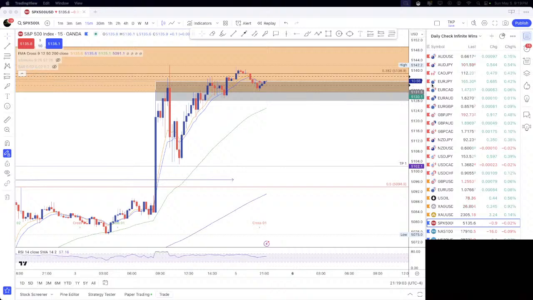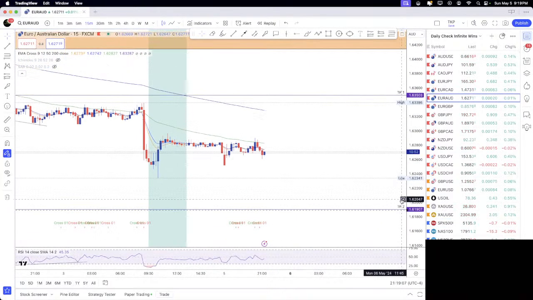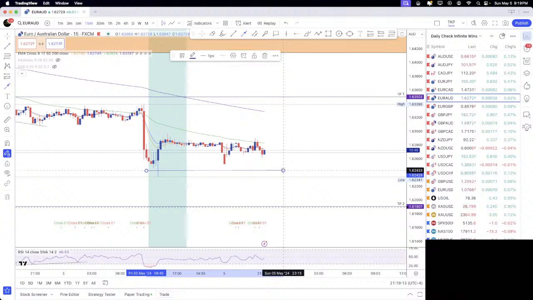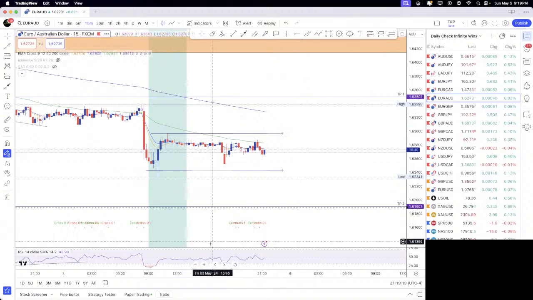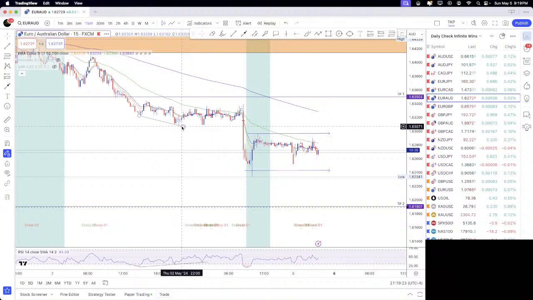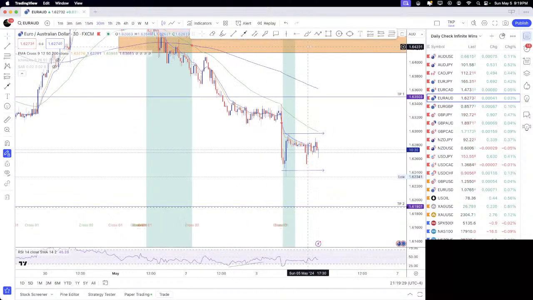Let's see. We're also in this Euro AUD trade. Right now, this thing is in between our TP1 and TP2. So we did already take profit on one of our positions with this trade setup. As of right now, we're waiting to see what is going to happen. There is a chance we could see a pullback during London.